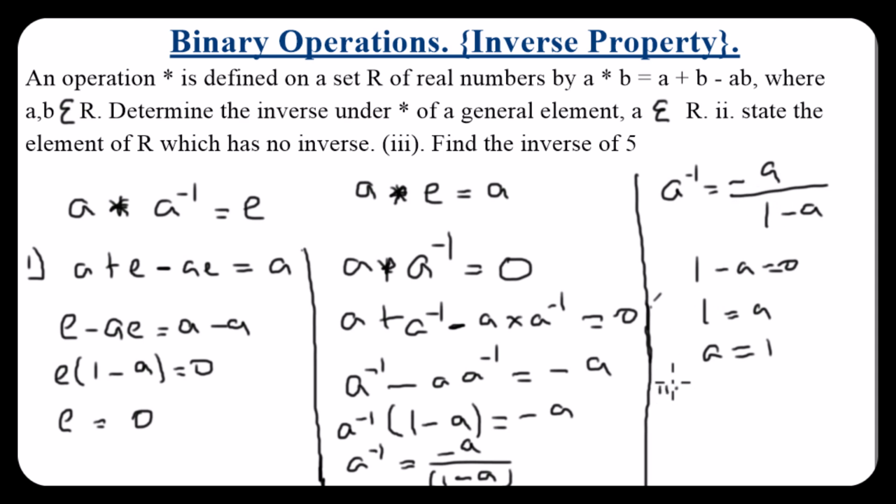So a inverse should be equal to minus 5 all over 1 minus 5. Minus 5 over 1 minus 5, that's minus 4, and minus cancels out minus. So my final answer simply becomes 5 over 4. So this has to be the inverse of 5. I hope this makes sense. So let's look at our last example, and then we can call it a day on binary operation.